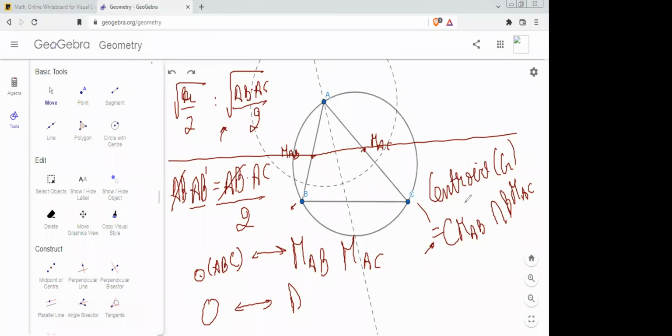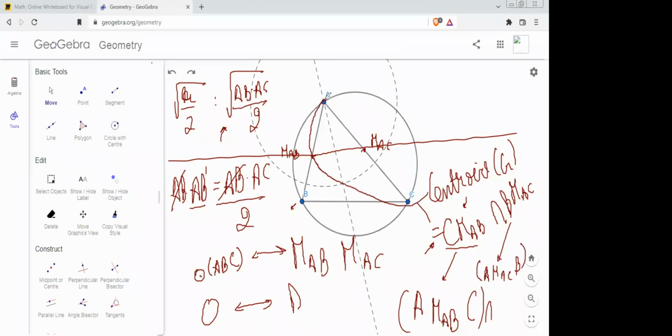So what's the image? We can define the centroid in this way. CM, this line will go to the circle A, M_AB, C. Similarly, this line will go to circle A, M_AC, B. So these two intersections. Okay, the image of the centroid is clear. Nice. What else could be there?